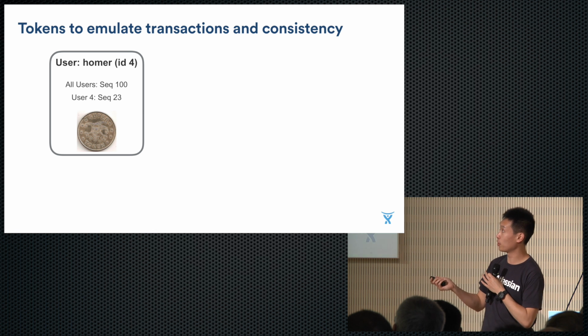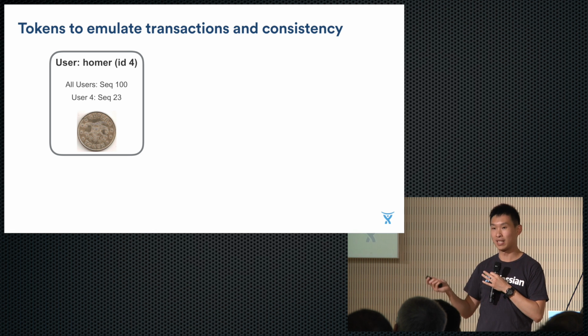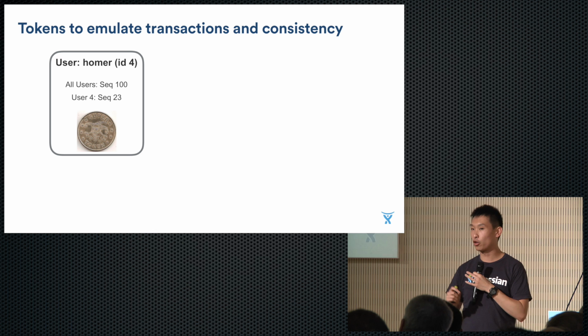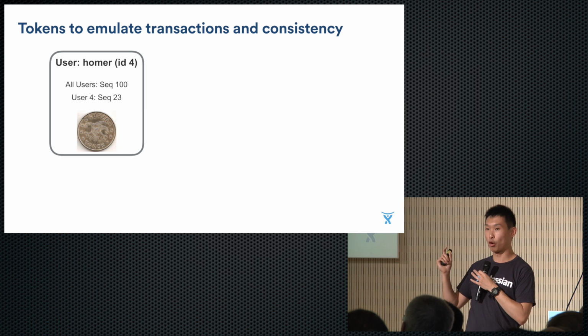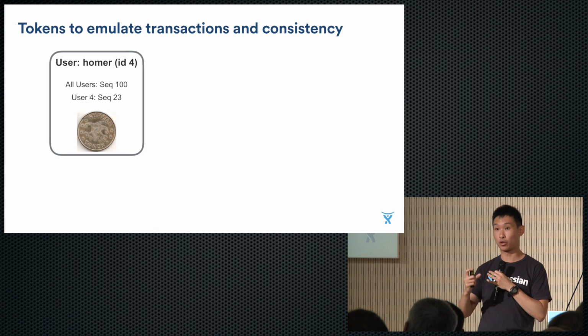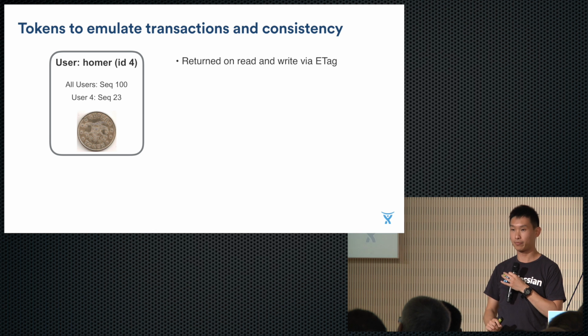So for example, this Homer user is built up from 2 event streams: all users for, say, their email, and also their user-specific event stream. And so a token for this particular Homer user at this particular point in time is a combination of its sequence numbers from both of those streams. And that's its token. And we return that as part of the E tag for all read and write operations.